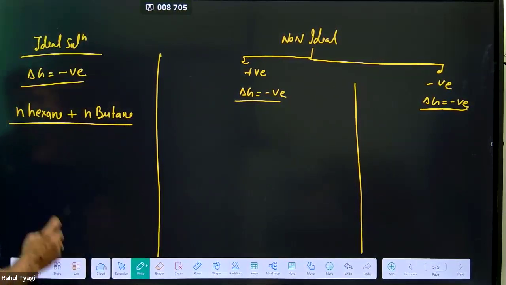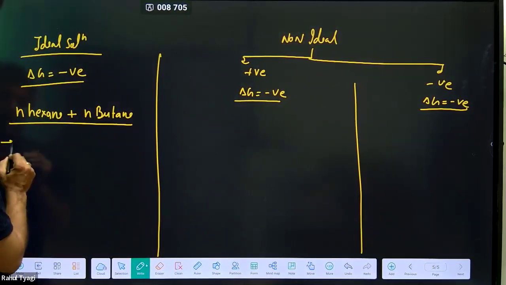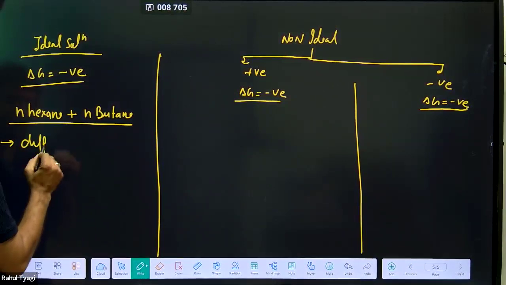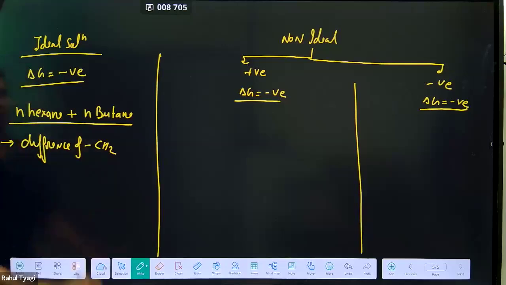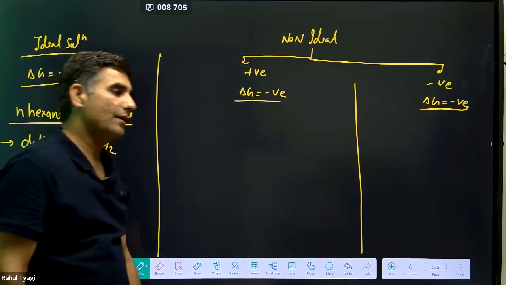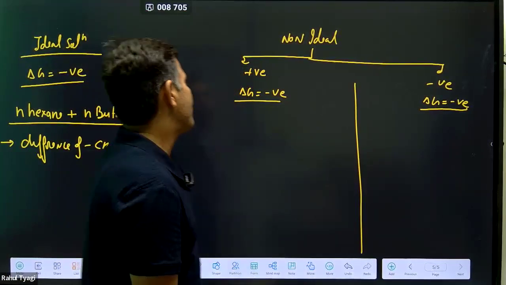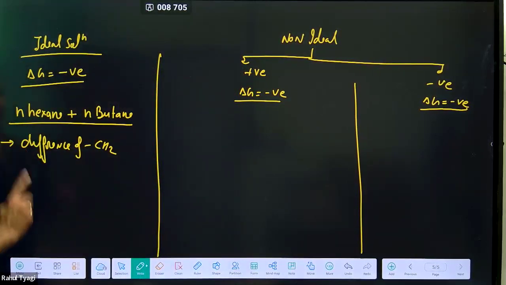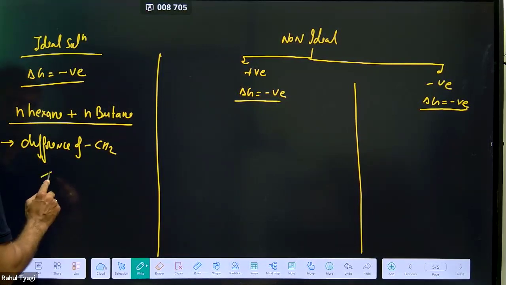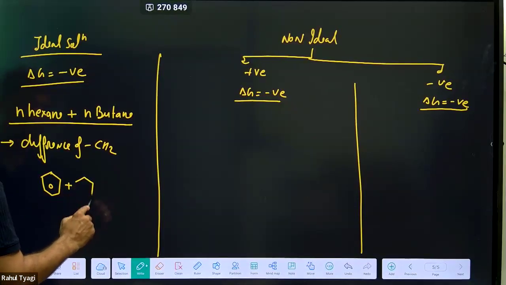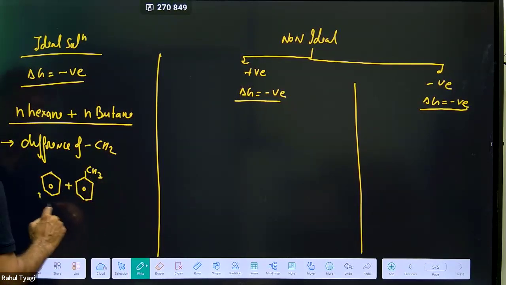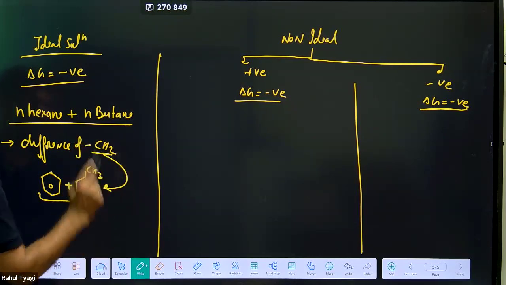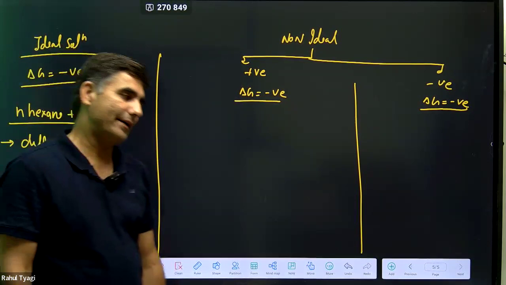Let's see, if the pair has a difference of only CH2, the solution will be an ideal solution. For example, this is benzene, and if I mix benzene with toluene, both have a difference of CH2. It means it is a pair of ideal solution.